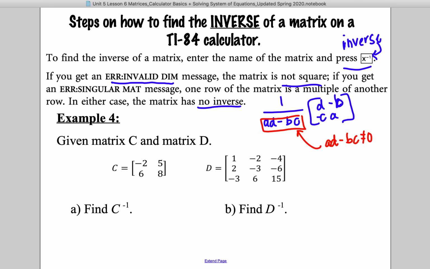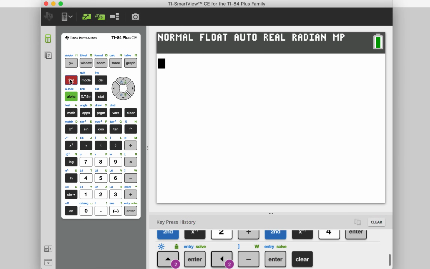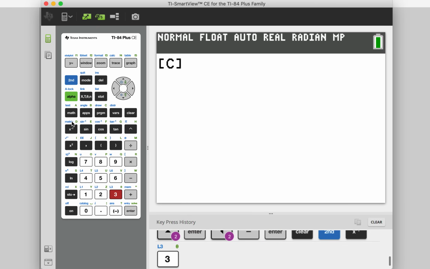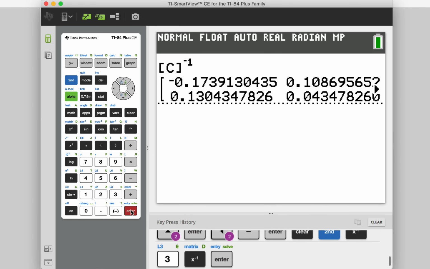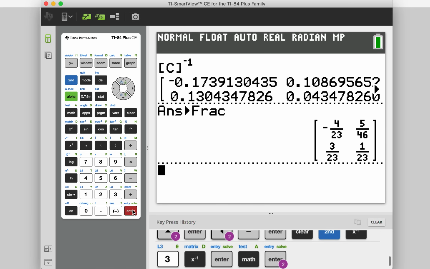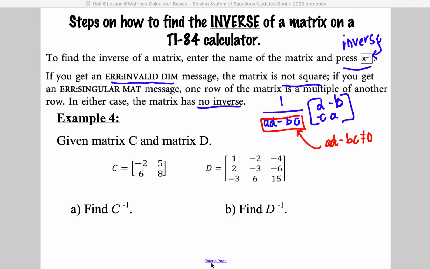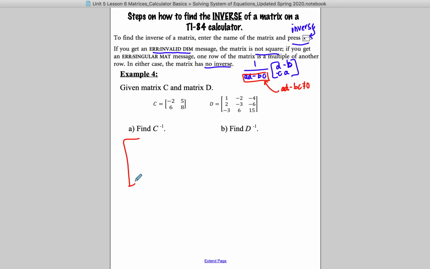So the way we do that is we go ahead, grab matrix C. So second matrix, grab matrix C, which is 3. And then to get inverse, do you guys see where we've been pushing matrix the whole time? We just hit the inverse button and then hit enter. Oof, those are some irrational numbers, so I'm going to put those as improper fractions. So I go math, frac, and hit enter. And there is my inverse for C. So I'm going to write that down so that I have it. Okay, so C inverse is, whoops, I had -4/23, then I had 5/46, 3/23, and 1/23.